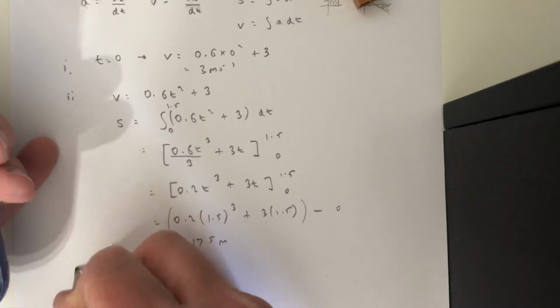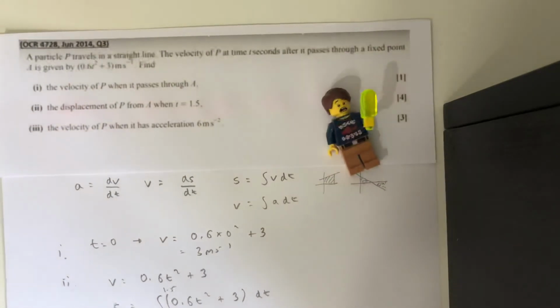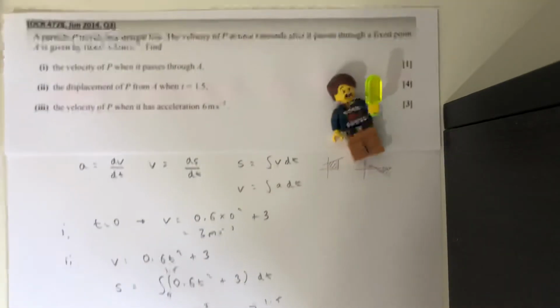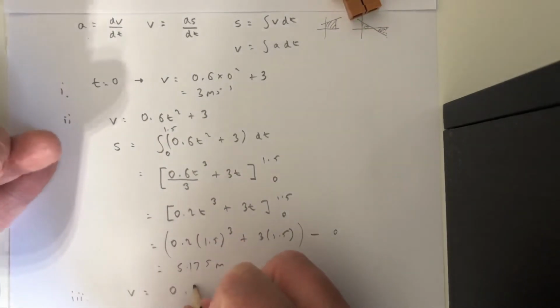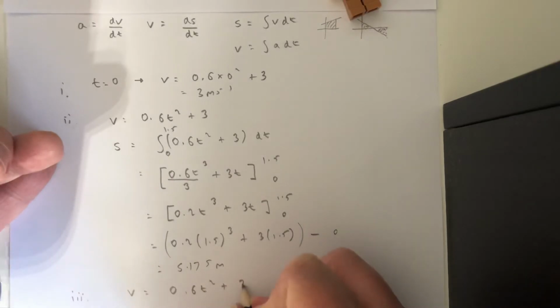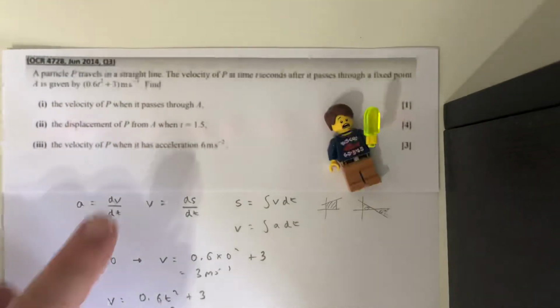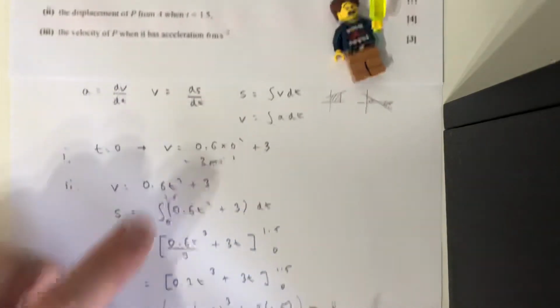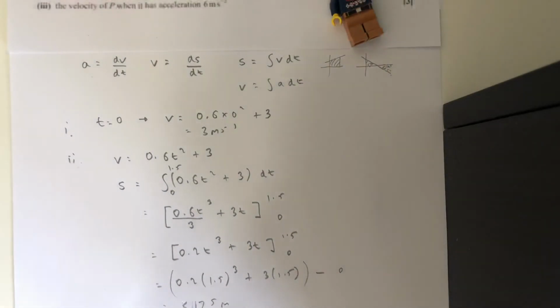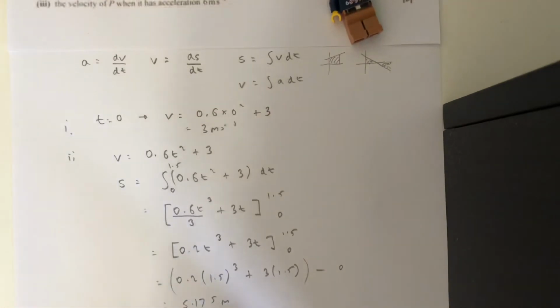Okay, moving on to part 3 now. We've got the velocity of P when it has acceleration 6 metres per second squared. So again, let's think about it. We know what v is. v is 0.6 t squared plus 3. But we're being asked a question about acceleration. We've got to work velocity out, but we need to know when the acceleration is 6. So in real terms now, what are we going to do with that? Well, we need to work out what the acceleration is.